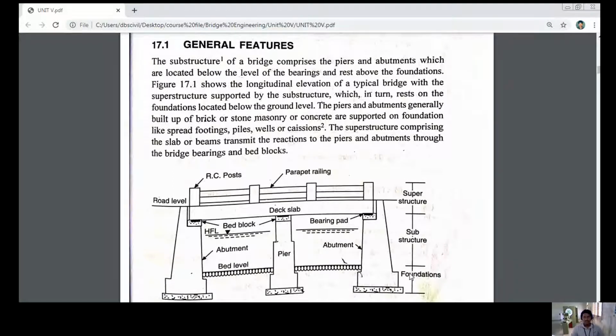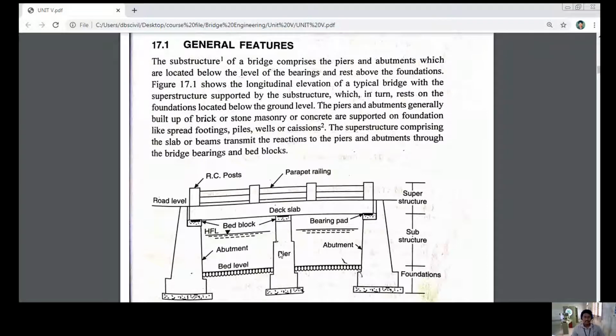The superstructure comprising the slab or beams transmits the reactions to the piers and abutments through the bridge bearings and bed blocks. The forces and reactions from the deck slab are transferred to abutments and piers, and then transferred to the foundation, through the bridge bearings and the bed block. These are known as bed blocks.